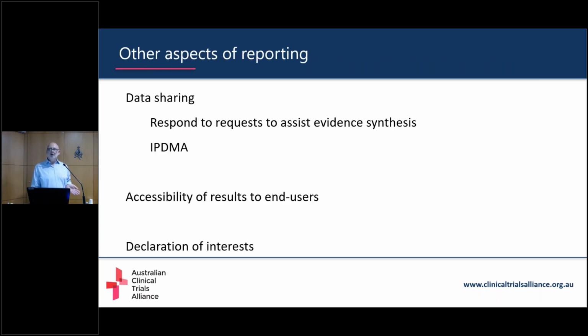Other aspects of reporting which I think are important to implementability include being prompt and complete with responses to contribute to evidence synthesis. It's only by the pooling of multiple trials that we can make more rapid progress, and of course willingness to contribute to individual patient data meta-analyses. There's a complex issue going on at the moment about accessibility of results when they're published in medical journals that are behind paywalls. Many funders are now requiring some form of open access, and particularly where end users are consumers rather than research professionals, ease of access to the results is obviously of great importance to implementability.